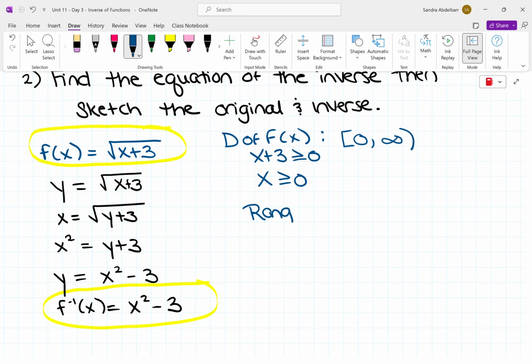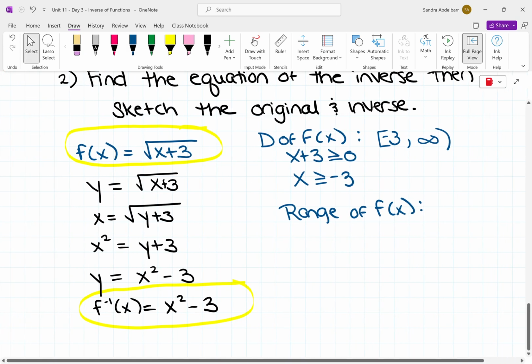And now to find the range, you might want to just do a quick sketch if you can't visualize it in your head. Oh, sorry. Why did I say 0? -3. Sorry. X is greater than -3. All right. Now, if you could visualize what the shooting star looks like, you don't have to sketch. But let's say you're having trouble. You just do a quick sketch.